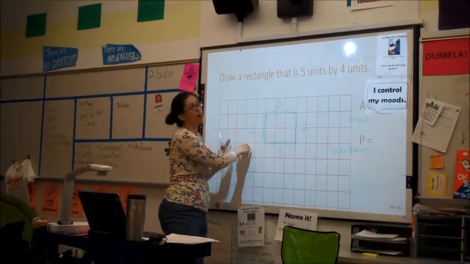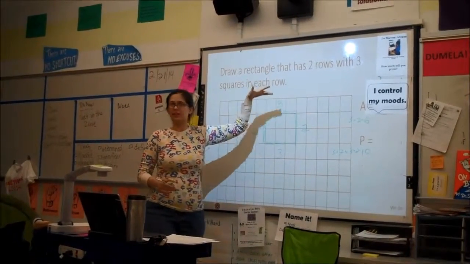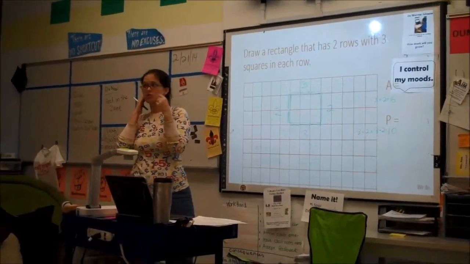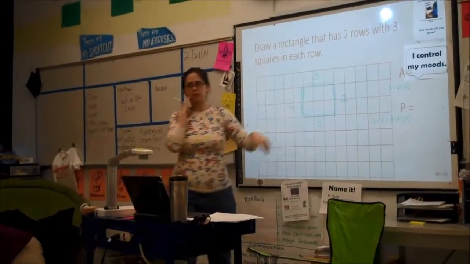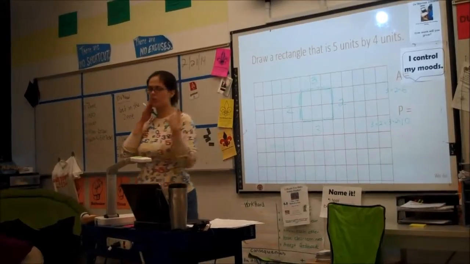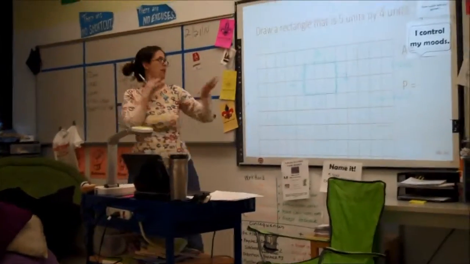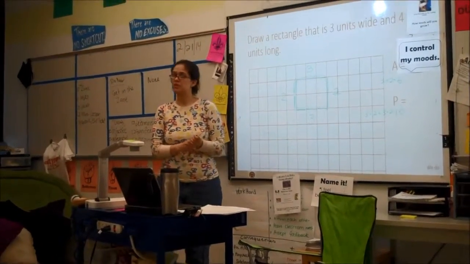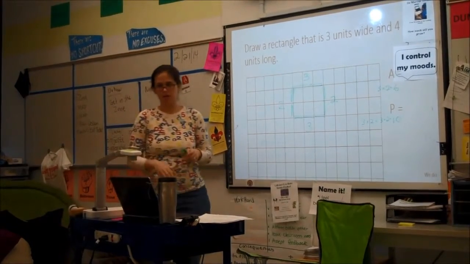Draw a rectangle. And by the way, this language is written differently just so that they hear different ways of being asked to do this. So don't just skip over the language, like 2 rows with 3 squares. Okay, I know what that means. Here, this one says draw a rectangle that is 5 units by 4 units. What does that mean? And then you go through. Same thing. Draw a rectangle that is 3 units wide and 4 units long. Same way of asking you to draw.